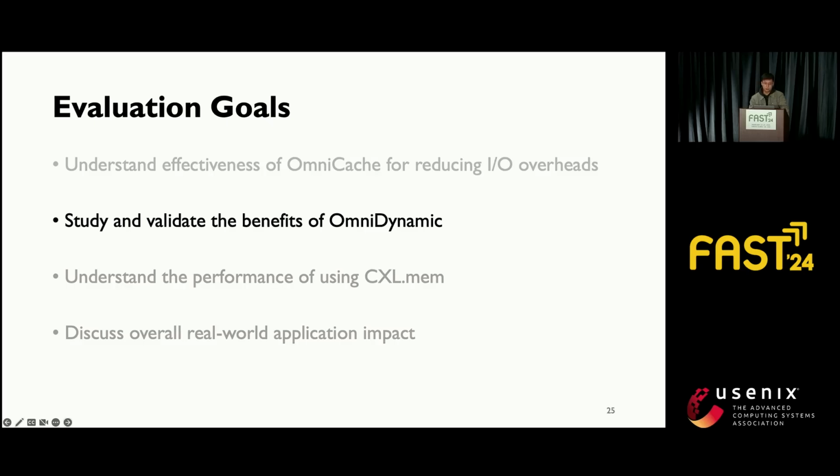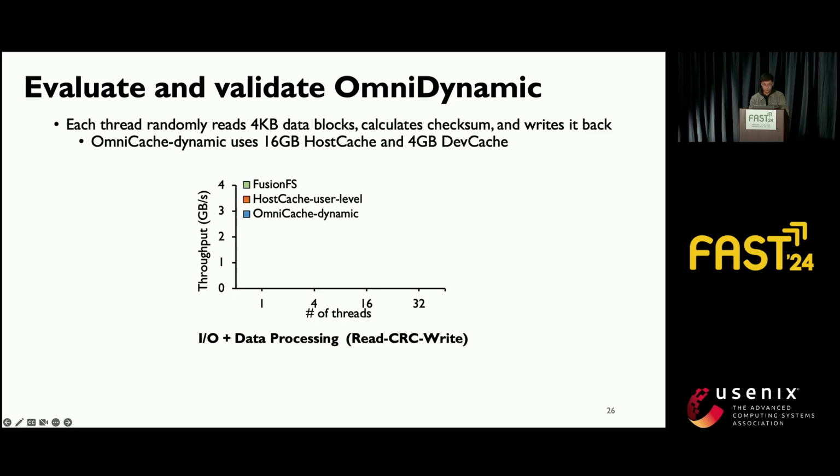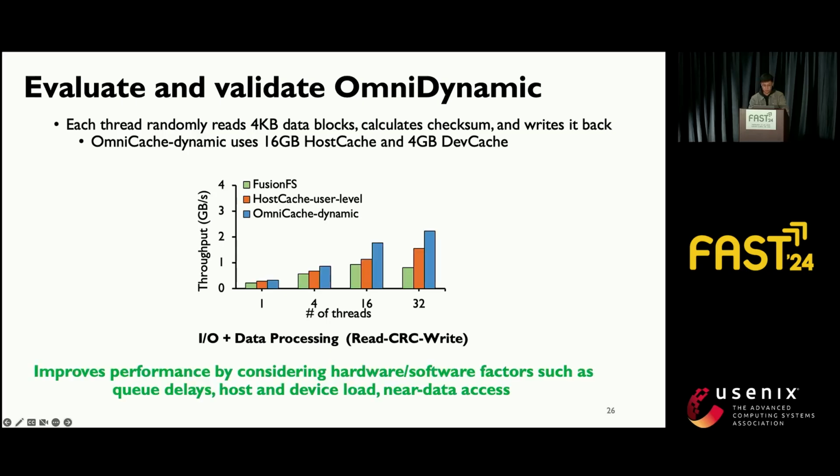Next, we study and validate the benefits of Omni-dynamic. To validate Omni-dynamic, we conduct an experiment where each thread will randomly read a 4 KB data block, calculate the checksum, and write the data back. Omni-dynamic uses a 16 GB host cache and 4 GB device cache. With the read, checksum, write workload, as we can see, Omni-dynamic improves performance by considering hardware and software factors such as queuing delay, host and device cache load, and near data access.